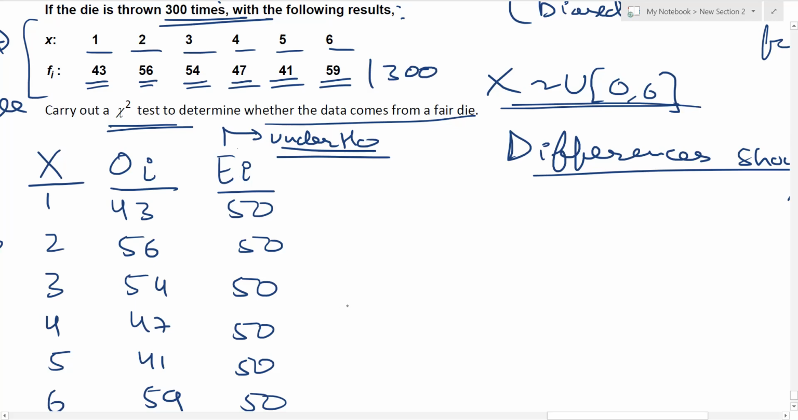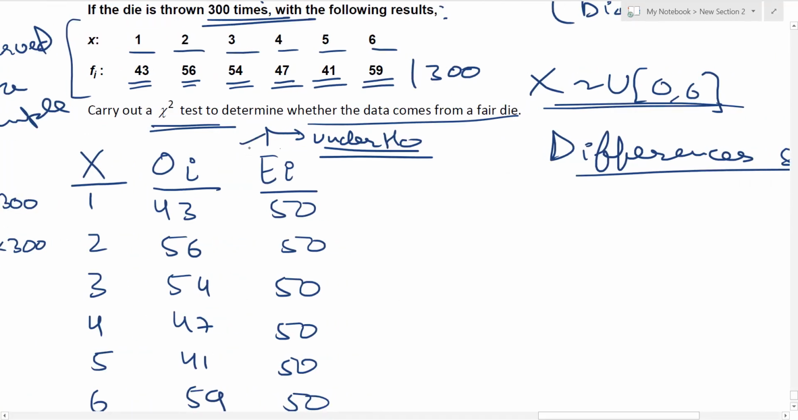When will that happen? It will happen only when the die has a uniform distribution. That is, this EI is correct and this OI is actually in conformity with the uniform distribution, and the only difference between these two is random. There is no systematic bias. There is only random difference, because if you throw a die randomly, it is not possible that exactly 50 will come every time; 51 and 52 and 53 and 54 will also come. There would be some randomness. And why does that randomness exist? Because it's a sample.